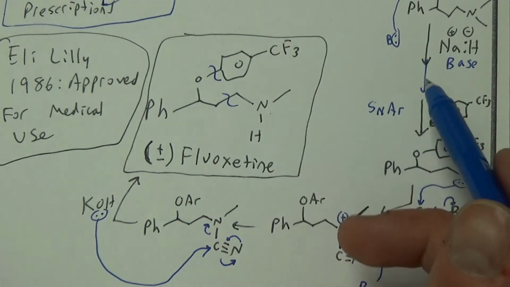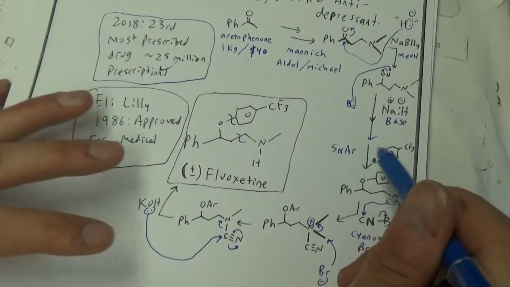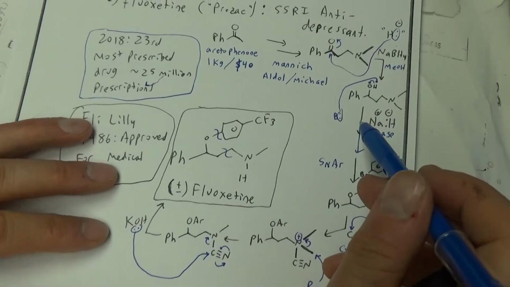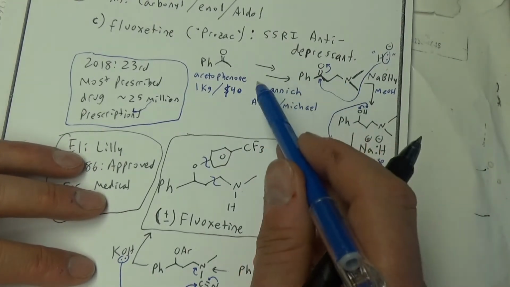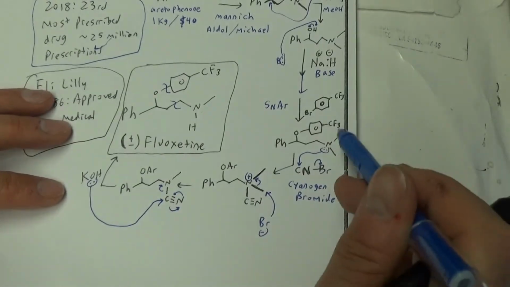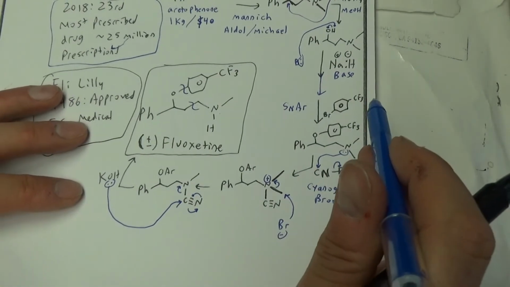Okay, so the things I want to talk about, as a little fun mechanistic stuff, are the Mannich reaction. How do we attach the dimethylamine? And also this Snar reaction. I just want to review that stuff. Okay.